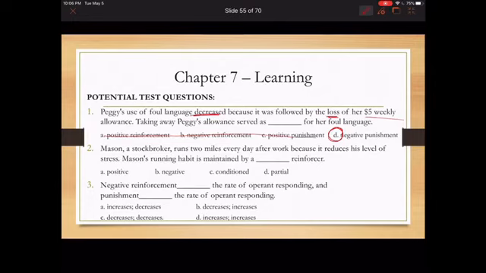Mason is a stockbroker that runs 2 miles every day after work because it reduces his level of stress. So the question is asking why he continues to do the behavior. It's because he's got a negative reinforcement happening here. It's taking away something annoying, something aversive, stress, right? So he continues to do the behavior because it brings the pleasurable effect of taking away stress.